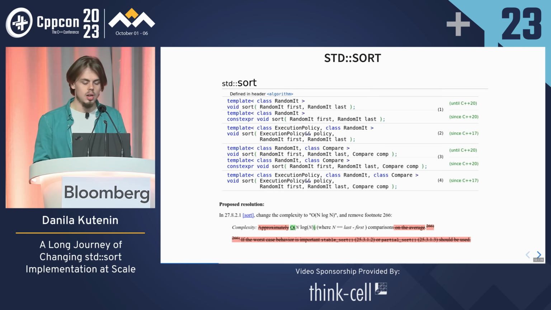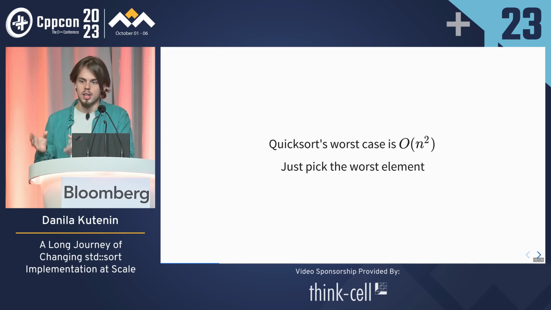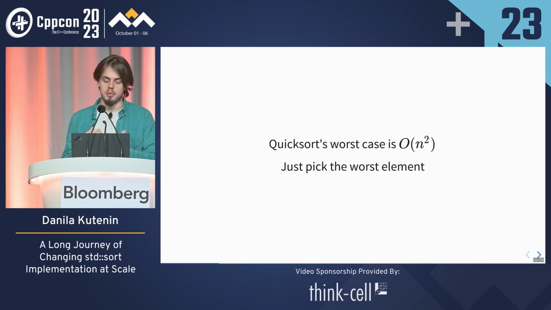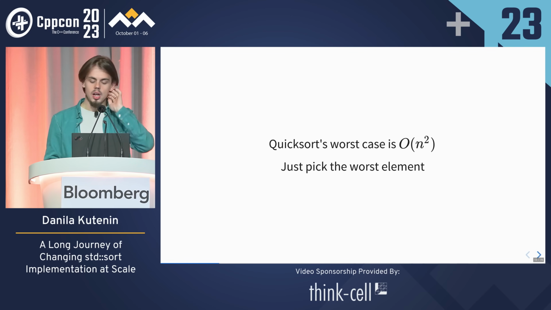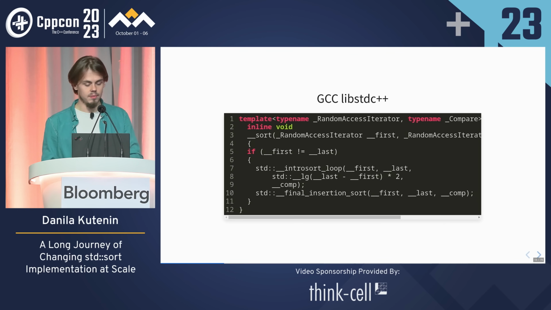And quicksort, as you might know, but it's easy to understand, has a worst case scenario of n squared, because you can just pick the worst element and only eliminate one element in the recursion, which is not great, but this is possible. So the initial quicksort no longer works as a standard compliant algorithm. So what has been done?